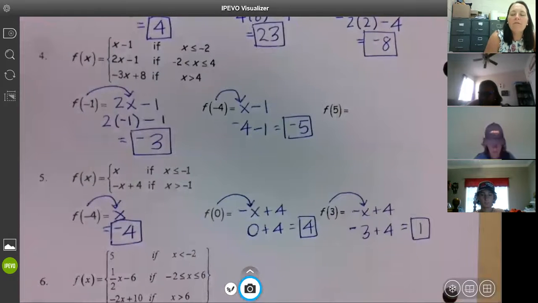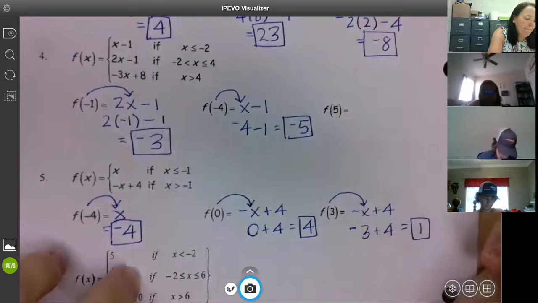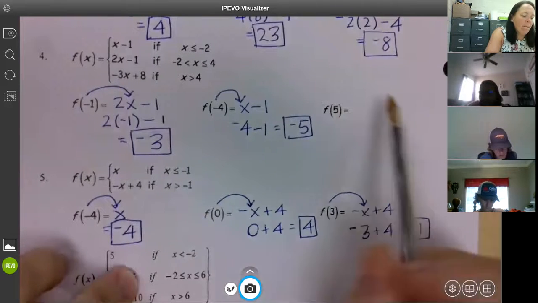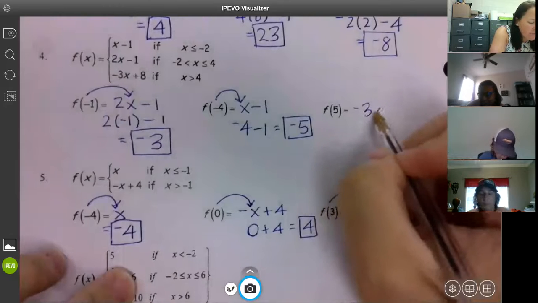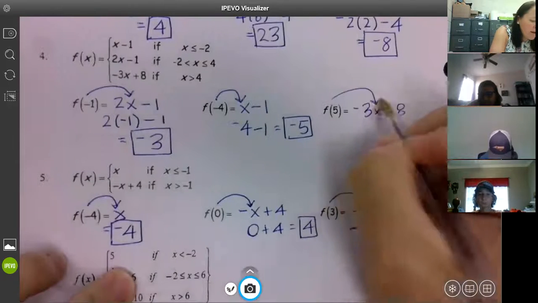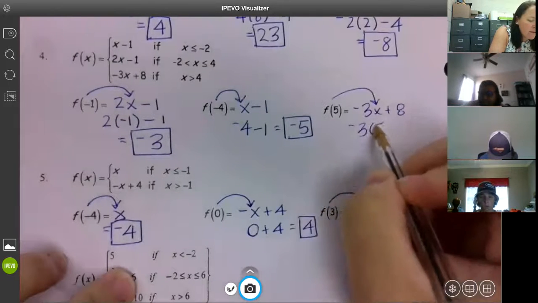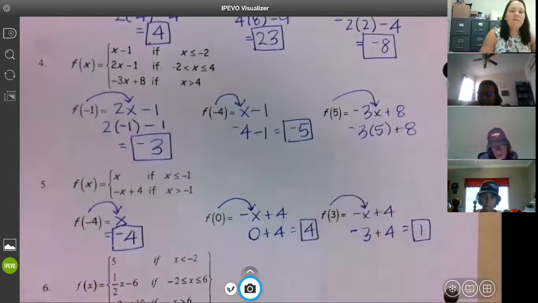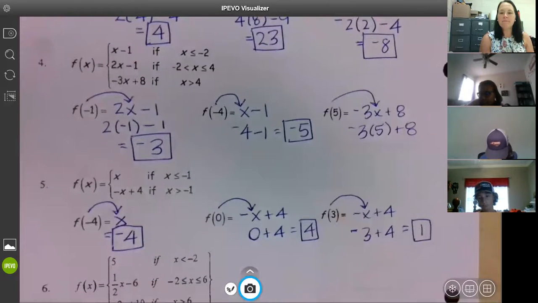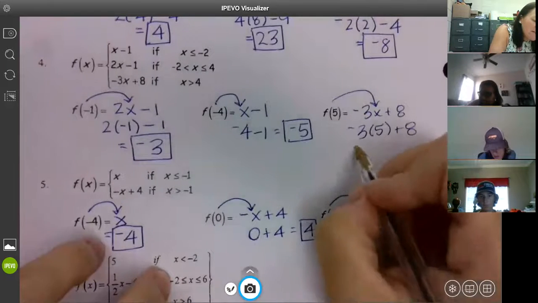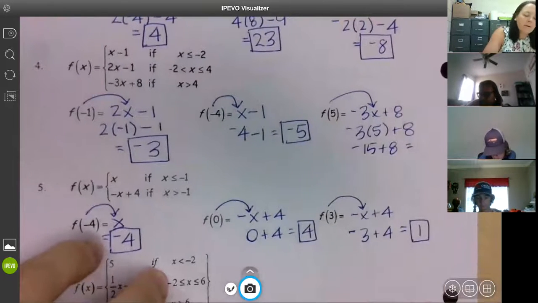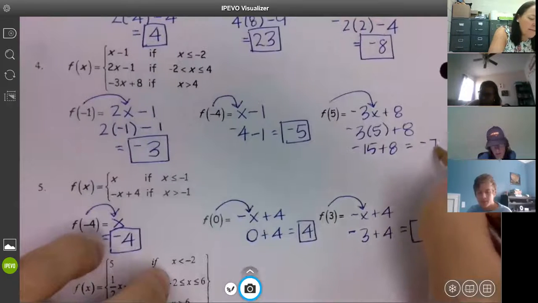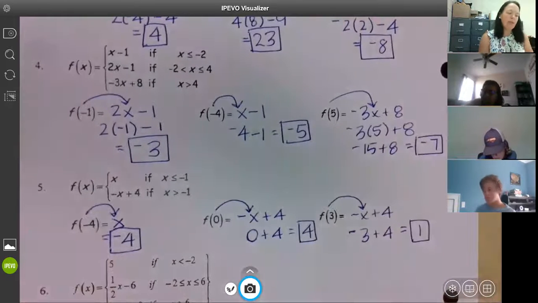Where does 5 fall? The last one, because it's greater than 4. So I'm going to write the last function down, and I'm going to plug my 5 in. Negative 3 times 5 plus 8. Negative 3 times 5 is negative 15 plus 8 leaves me with negative 7. Perfect. Great job.